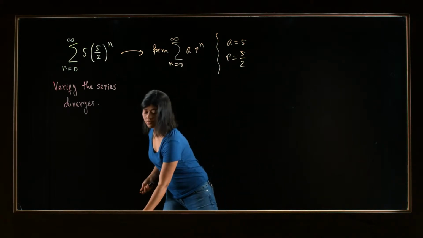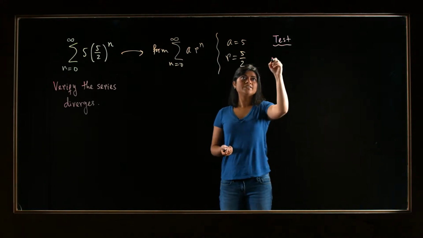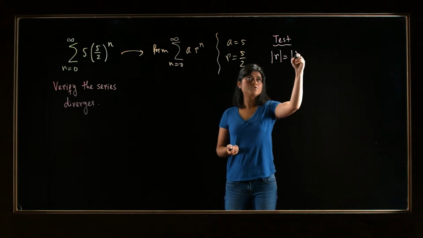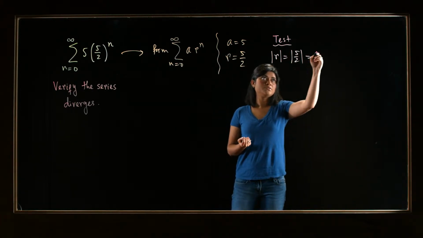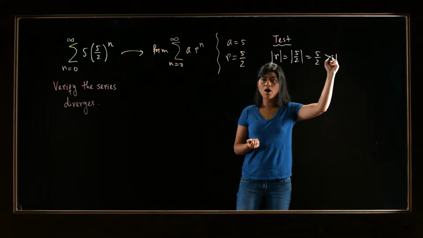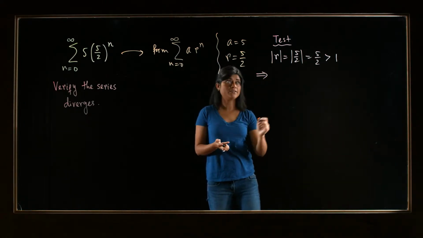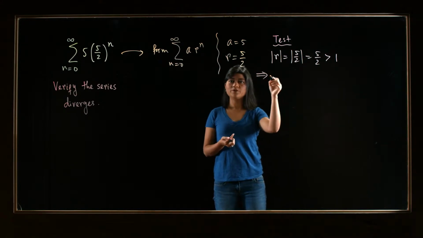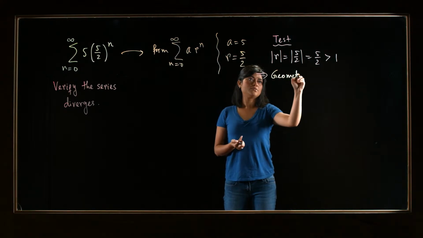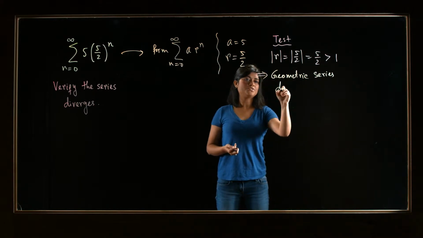So what do we do? What is the test? You take the absolute value of r. Now, r is 5/2, so this is the absolute value of 5/2, which is just 5/2. Now, what is 5/2? It's greater than 1. And then what does that imply? If the absolute value of r is greater than 1, then the geometric series diverges. So this implies that the series that's given to us, the geometric series, diverges.